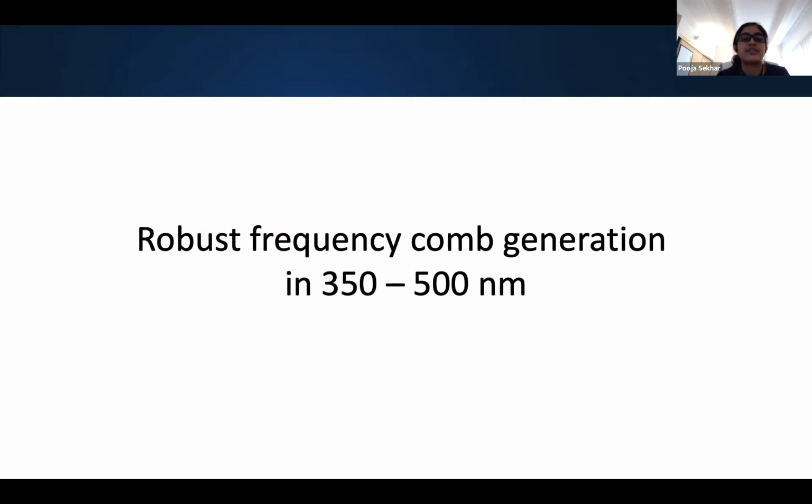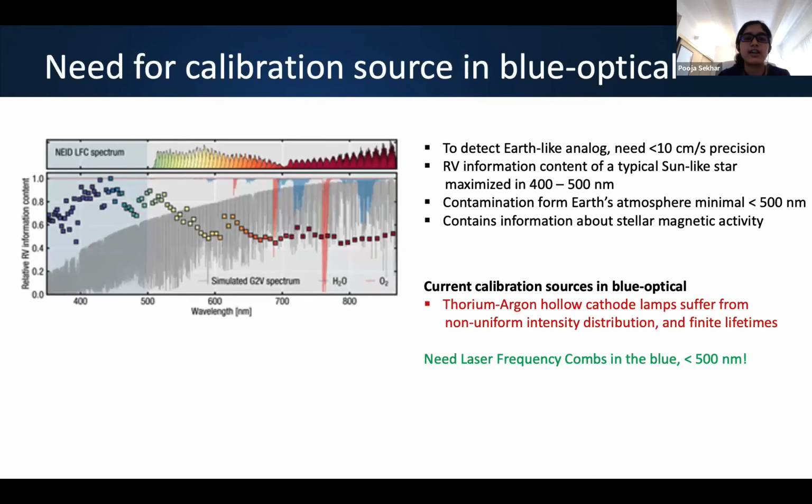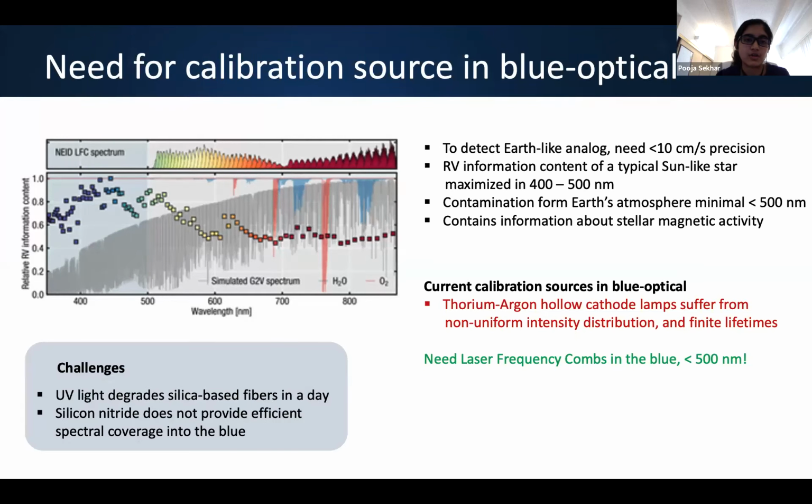Next, we'll move on to generating a frequency comb in the blue region and our efforts leading to it. As we have learned from several talks in this conference, we need a very good calibration source in the blue to detect an Earth-like analog. But developing a laser frequency comb in this region, below 500 nanometers, is challenging because the UV light degrades the silica-based fibers, and also the silicon nitride waveguide that we have employed before does not efficiently produce blue light from our near-infrared comb.